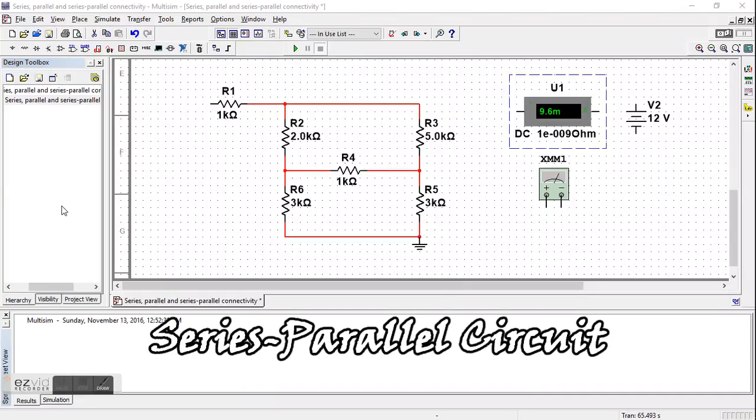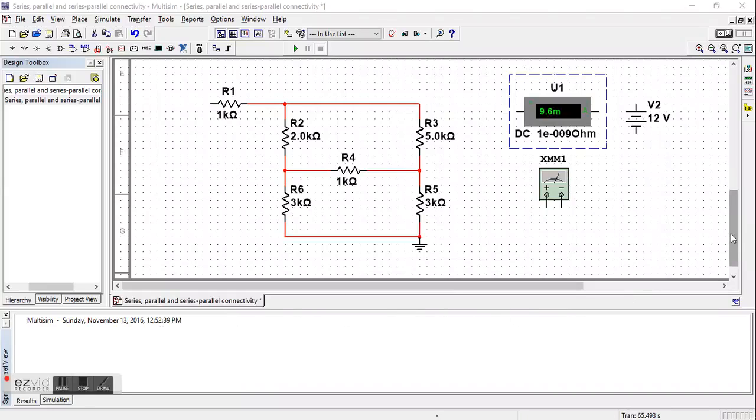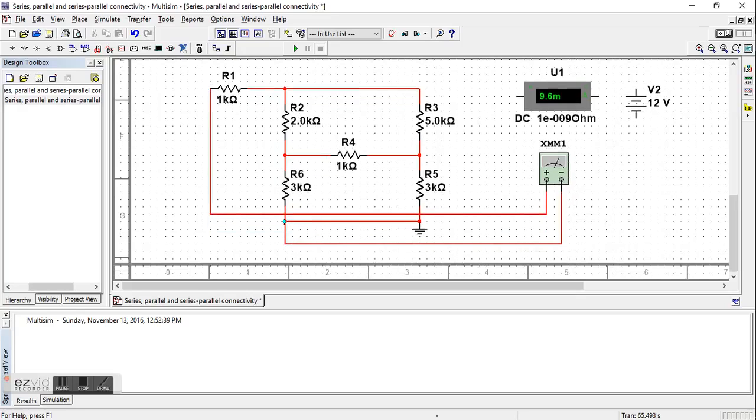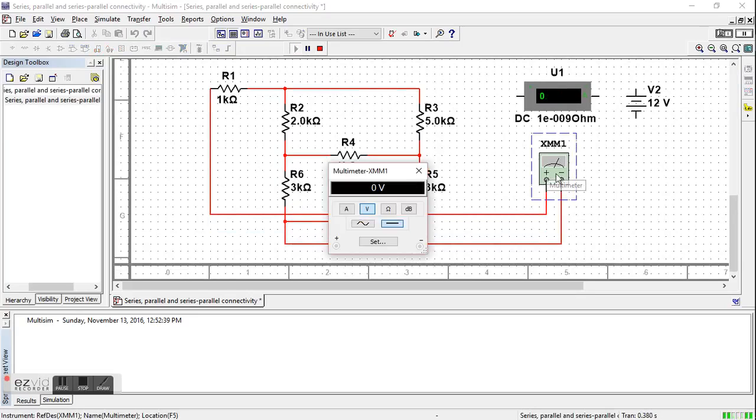So after measuring series and parallel connectivity, now let's move to the combination of series and parallel, which is the series-parallel circuit. Same procedure for measuring the total resistance: connect the positive terminal and the negative terminal of the circuit, then run, and it shows 3.964 kilo ohms for the total resistance.